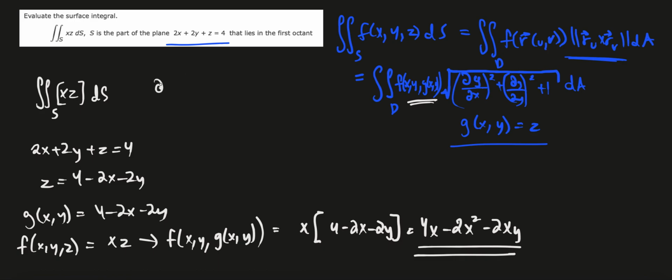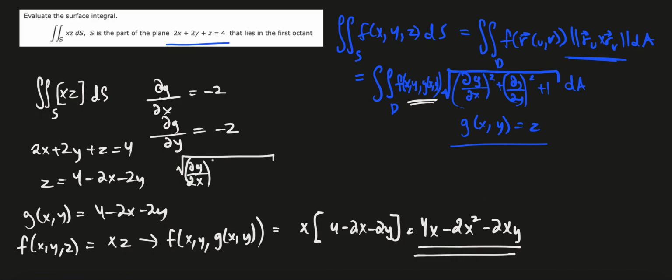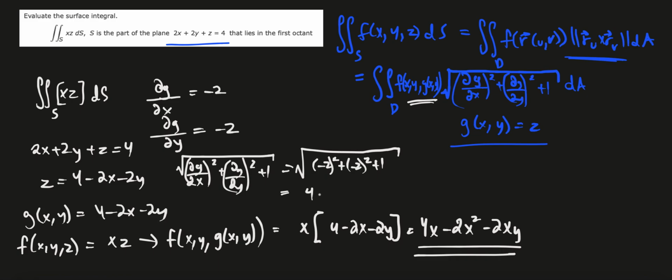Next, we can find partial derivatives. The partial derivative with respect to x is negative 2. The partial derivative with respect to y is also negative 2. So the square root of the partial derivative with respect to x squared, plus the partial derivative with respect to y squared, plus 1, is the square root of negative 2 squared plus negative 2 squared plus 1. That's the square root of 4 plus 4 plus 1, which is the square root of 9, which is 3. That's going in for all of this.